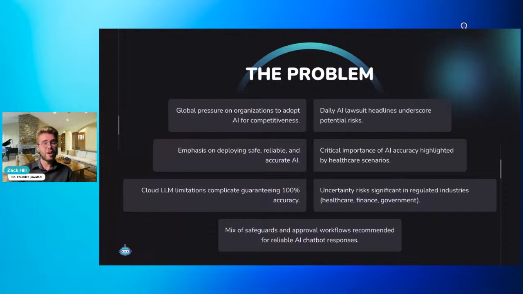These limitations mean that organizations cannot guarantee 100% accuracy in the answers their AI systems provide. So this uncertainty poses a significant risk, particularly for entities operating in highly regulated industries like healthcare, finance, and government. So through extensive interviews with professionals in these industries, we found that a mixture of comprehensive safeguards and simple approval workflows is the way to ensure chatbot answers never get you into trouble.